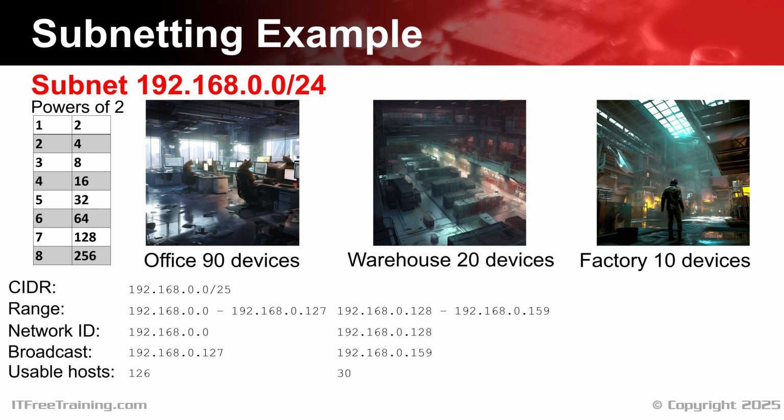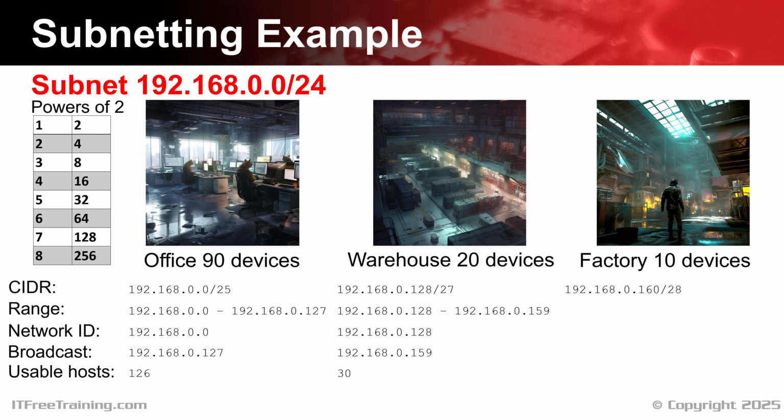Since I need 20 addresses, looking at the powers of 2 table, we need to use 5 bits. Taking 5 from 8 gives us 3. Adding 3 to 24 gives us 27. It may take a few goes before you get the hang of it. Now let's work out the factory subnet. This time I will start at the top.